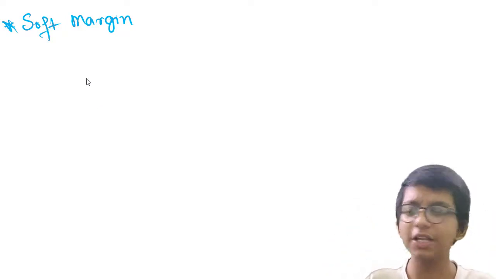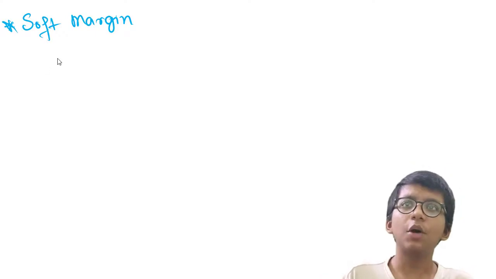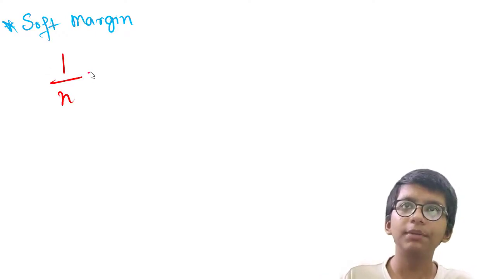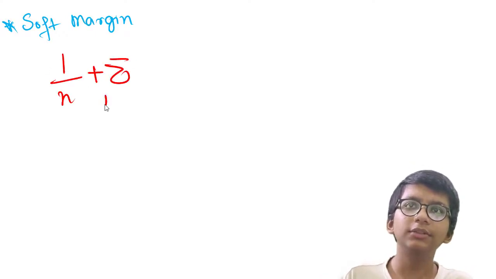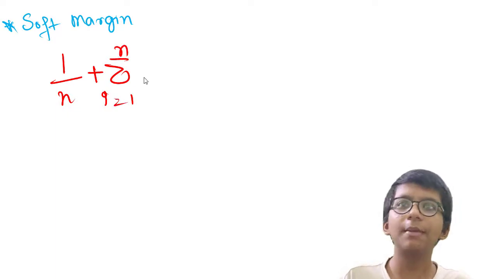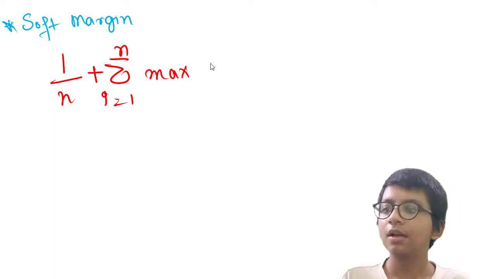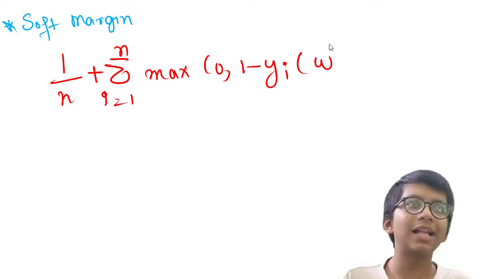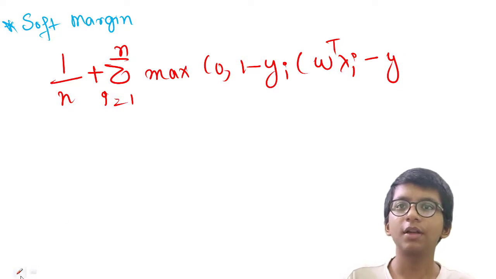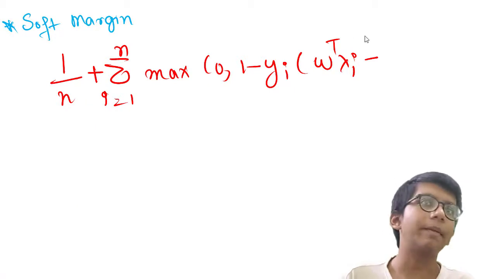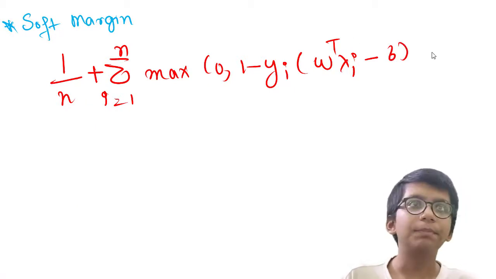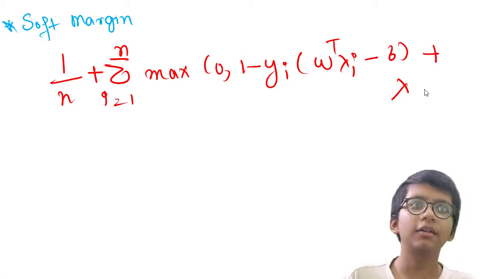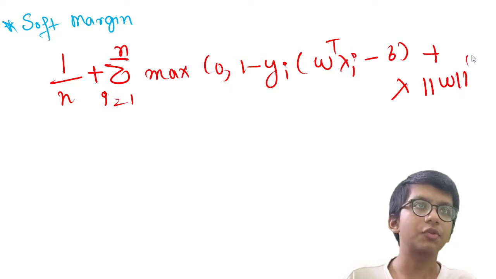So we have introduced one hinge loss, which is given as 1 over n times the sum over all data points i equals 1 all the way down to m, of max of 0, 1 minus yi times W transpose xi minus b, plus lambda times the norm of W squared.